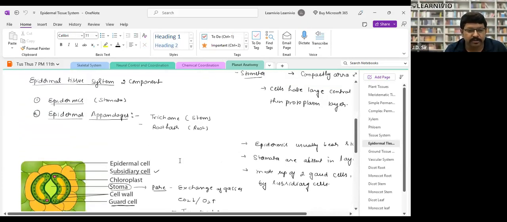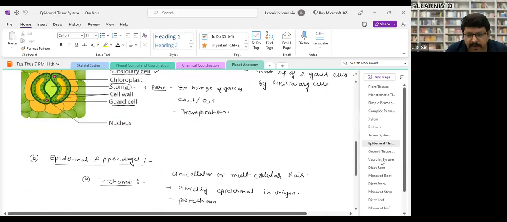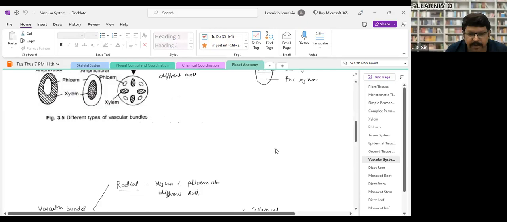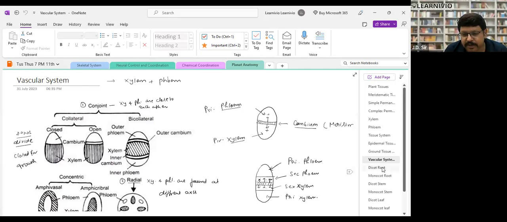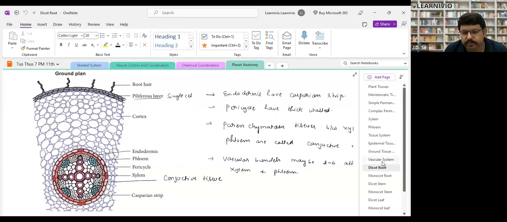Get questions from this stomata part, right? Or the vascular part, right? Vascular system here. This is important, right? I told you that the vascular system is very important, right? And then anatomy of these, dicot root, monocot root, you won't get questions from this one, right?